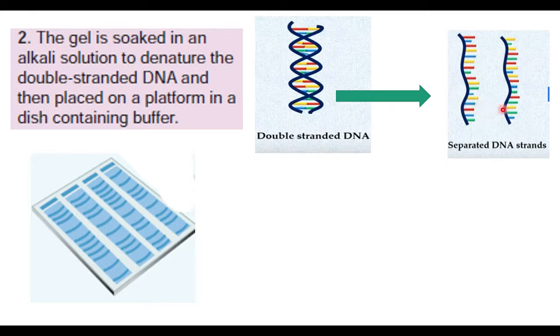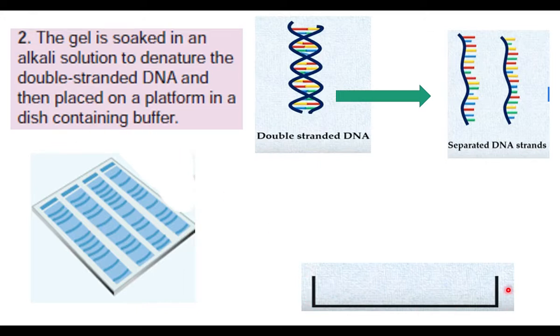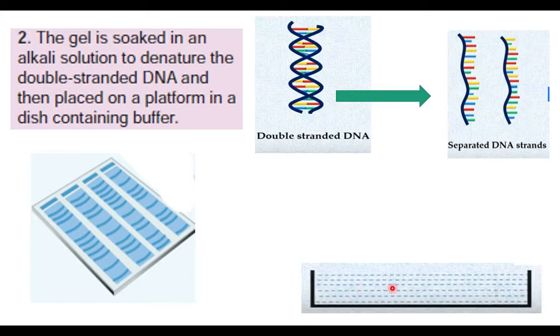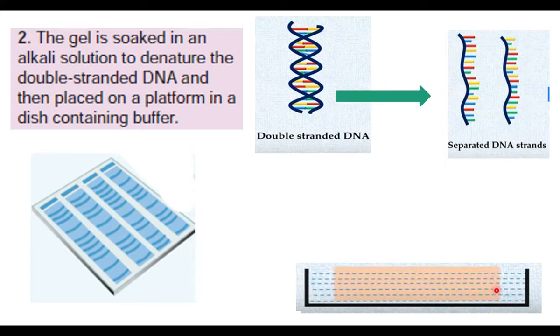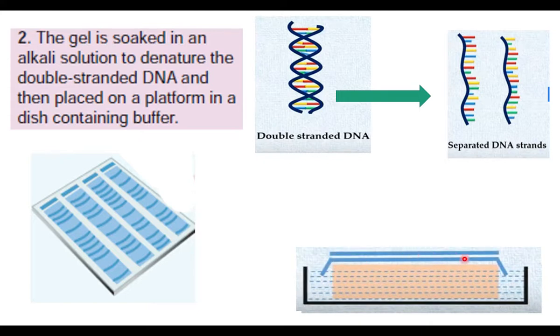The denatured DNA fragments are now found on the agarose gel. This agarose gel is then placed on a platform in a dish containing buffer. This is a dish. Buffer is added. This is a platform, a glass support. Over the glass support, a filter paper or blotting paper is fixed. This is the edge of the blotting paper.